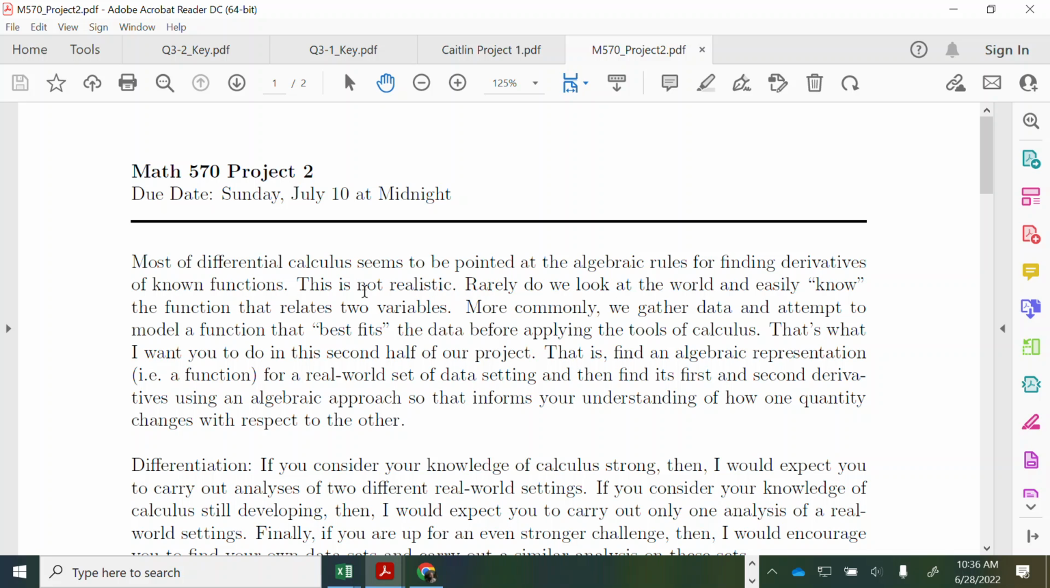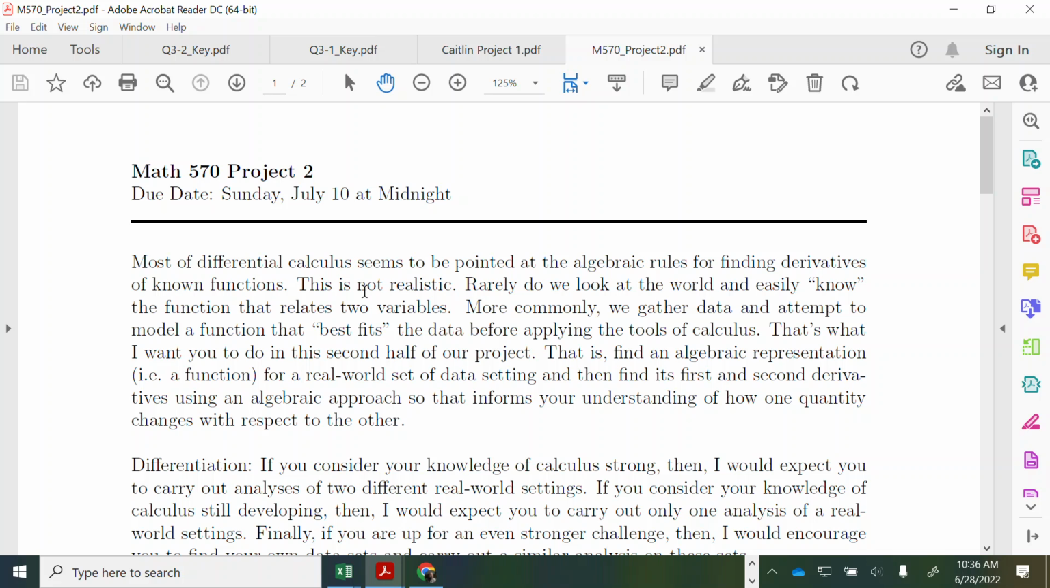And so I want you to have some experience trying to find a reasonable algebraic representation that is a function for a real-world data set, and then find its first and second derivatives using an algebraic approach, so that informs your understanding of how one quantity changes with respect to another.